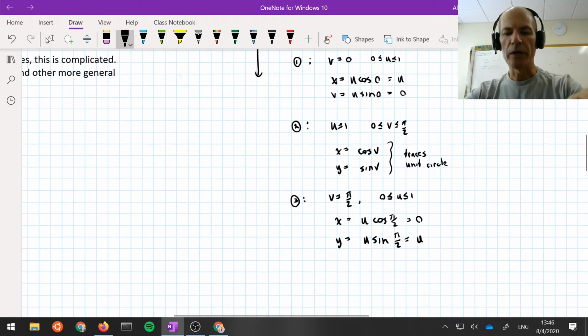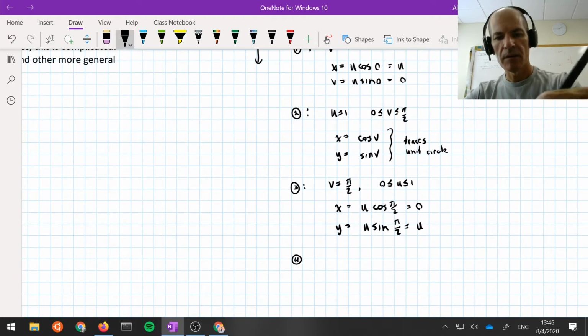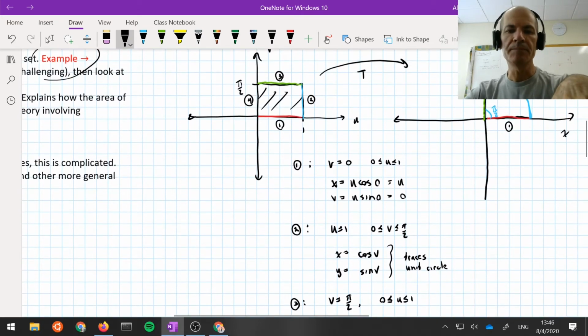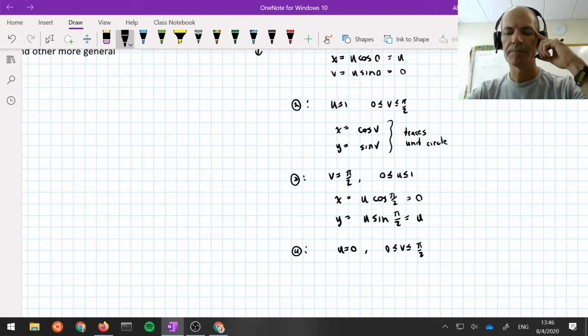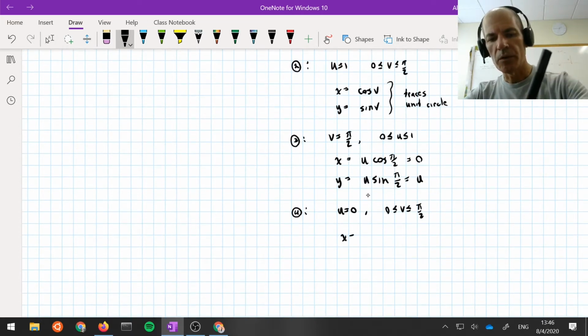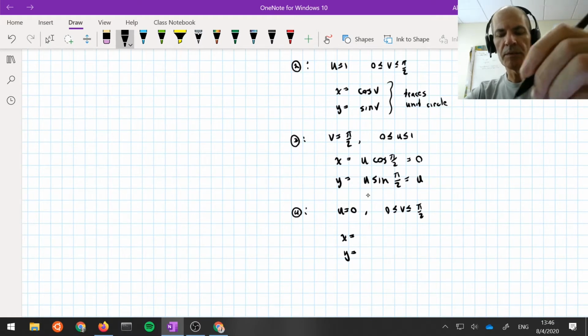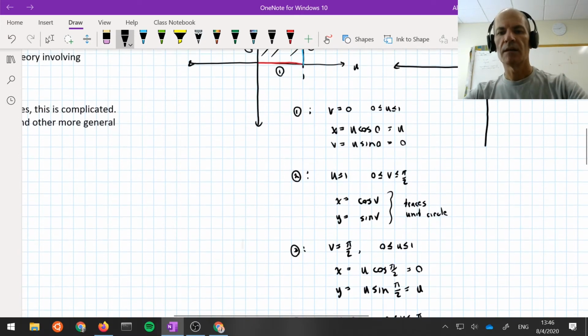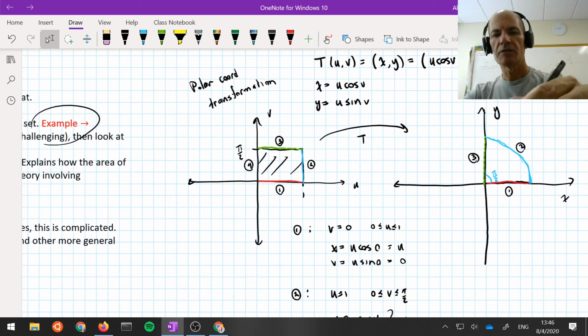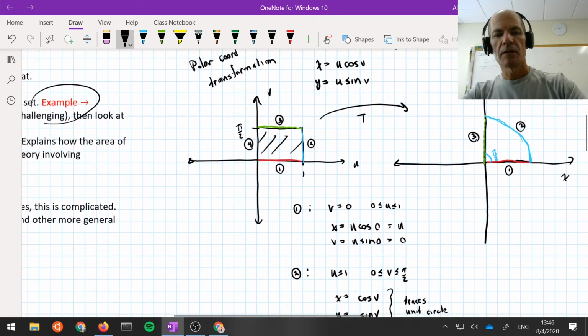Let's look at 4. 4 is a weird one. Along 4, what's happening? U is 0, and v is between 0 and pi over 2. Let's see what the x and y coordinates are doing. It's not a big leap to see that they're all 0, right? Because this factor of u that's in the transformation has a u in both of them, and u is 0. So, I don't know, we'll call it the rainbow side.